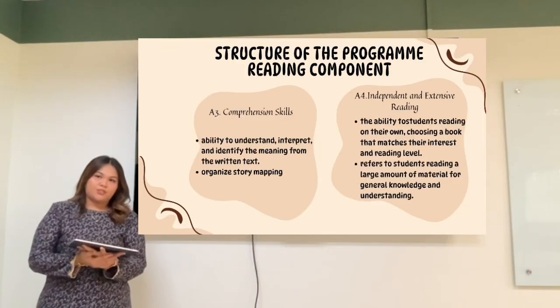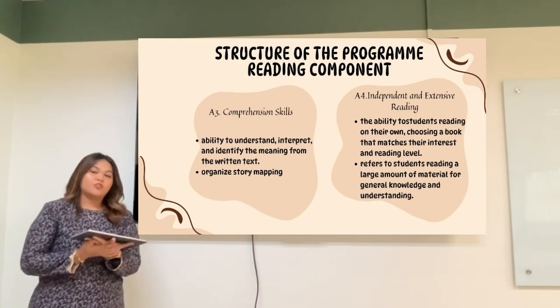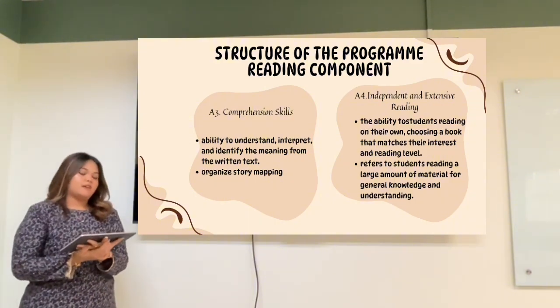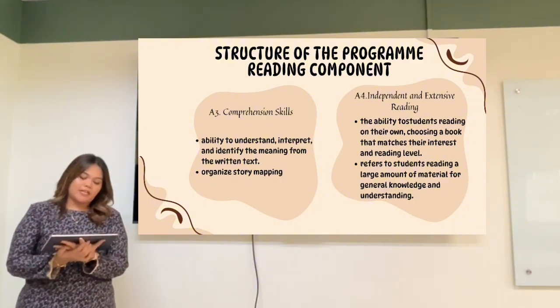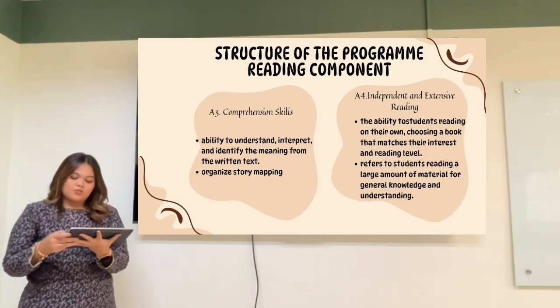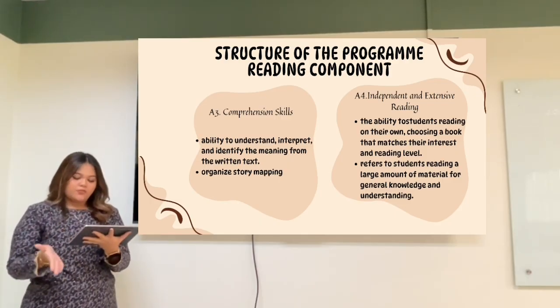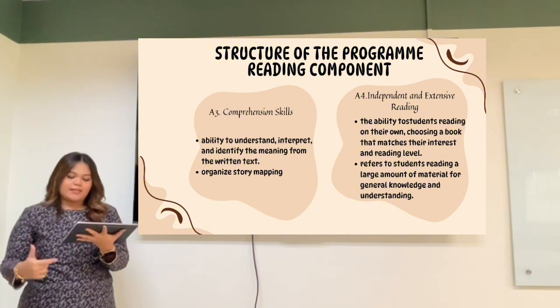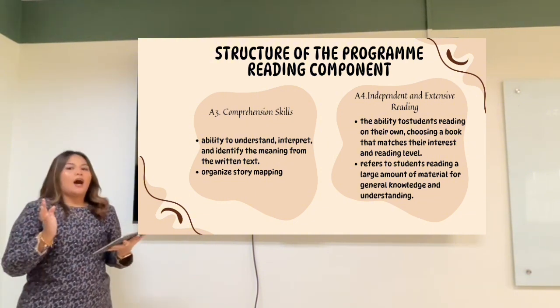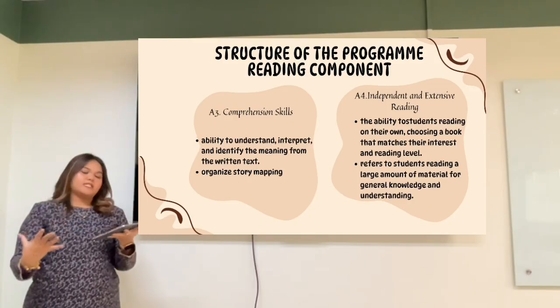We move to the third component, which is comprehension skill. Comprehension skill is the ability to understand, interpret, and identify the meaning from the written text. To be precise, it also involves thinking deeply about what they read, connecting the main ideas, and writing a summary from the text. Other than that, the teachers can organize story mapping.